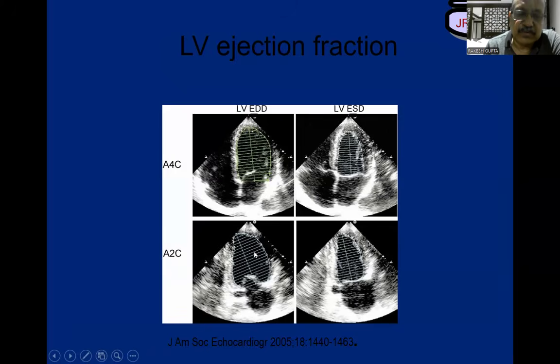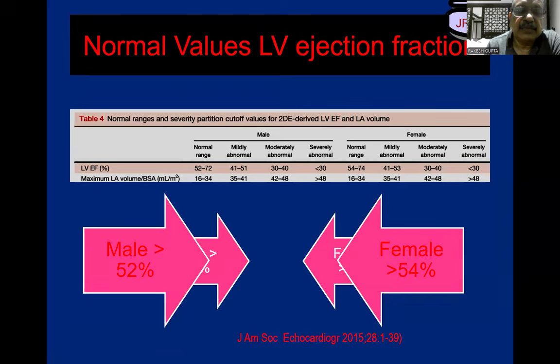Now you go to the two-chamber view and look at the same thing. It'll give you two-chamber ejection fractions, and it'll be a biplane modified Simpson's ejection fraction. Till now, guidelines have to change, but till now, we're talking of ejection fraction: male more than 52, females more than 54%.